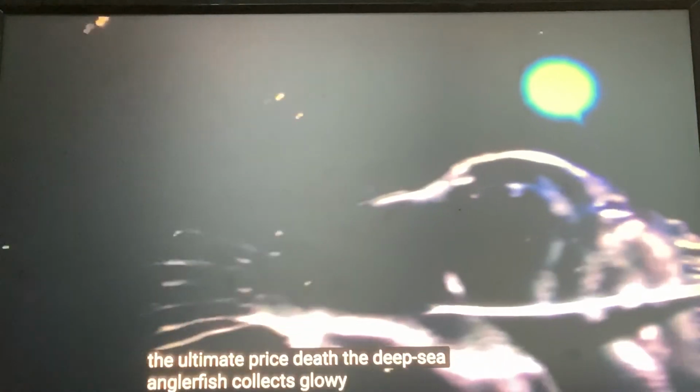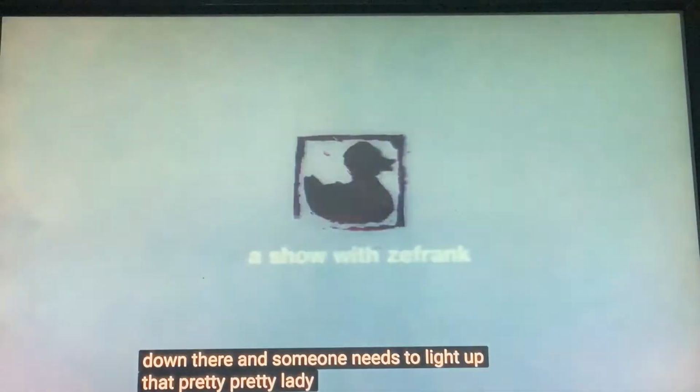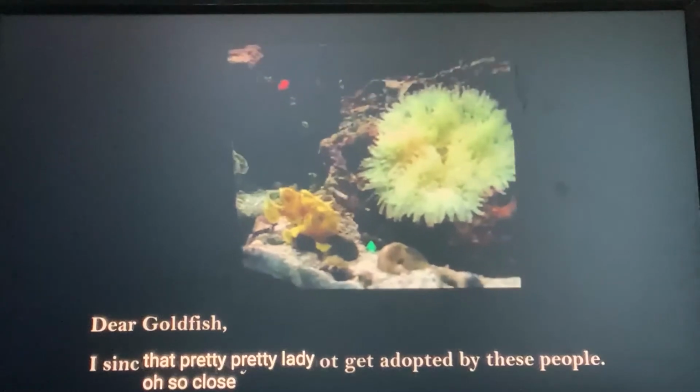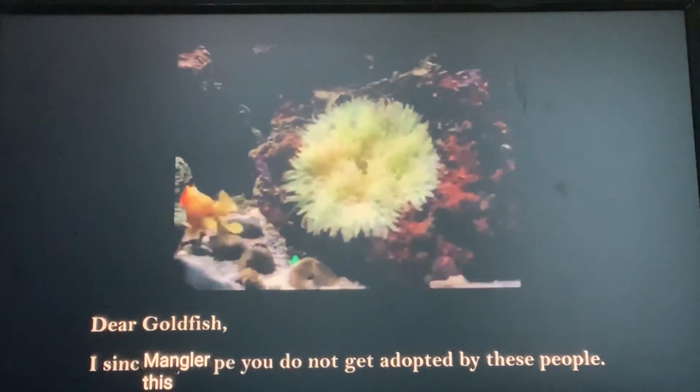Death. The deep-sea anglerfish collects glowy bacteria in its wavy thing to create a tiny little light. Because it's dark as hell down there, and someone needs to light up that pretty lady. Angler! This time.